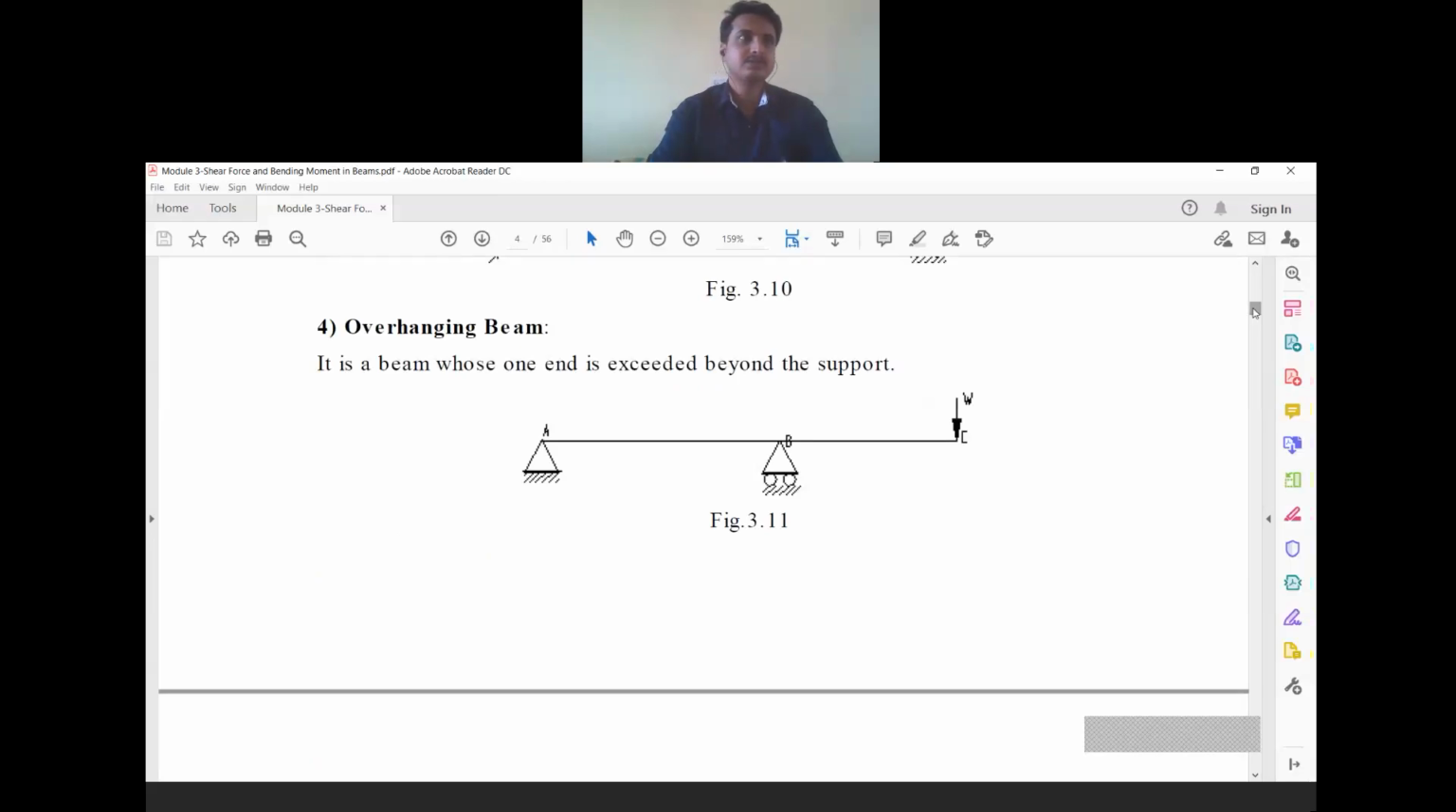Another one is the overhang beam. If we consider an overhang beam, one edge will have one support, and another support will not be at the edge of the beam, it will be at some distance. See here, at this distance the support is there.